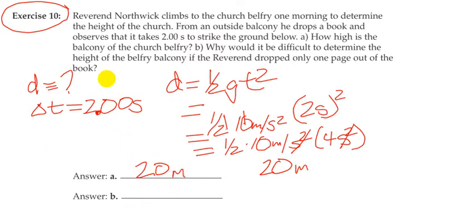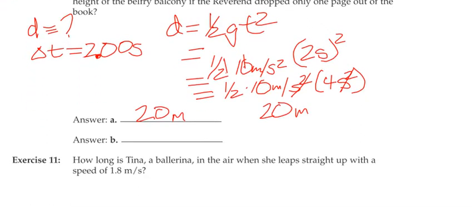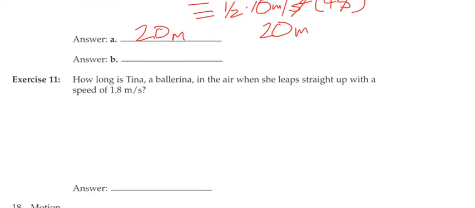The answer to this is B. Why would it be difficult to determine the height of the belfry if you dropped only one page? That comes down to the page itself being subject to friction, so it would float down, not fall down like a book would. Right, so let's look at the next one.